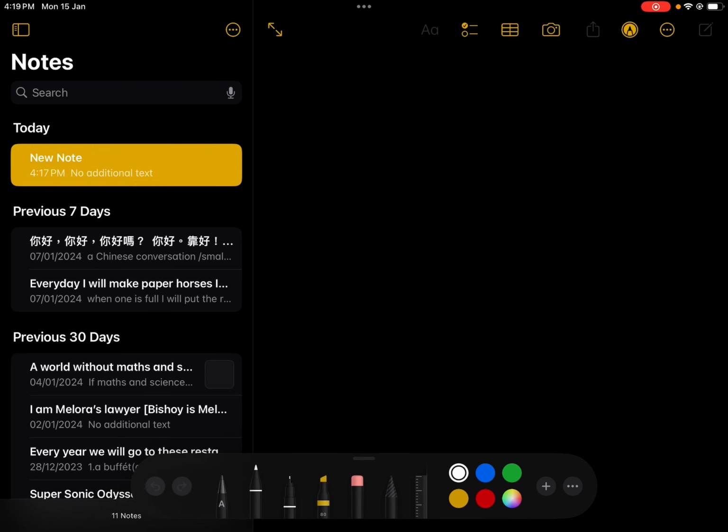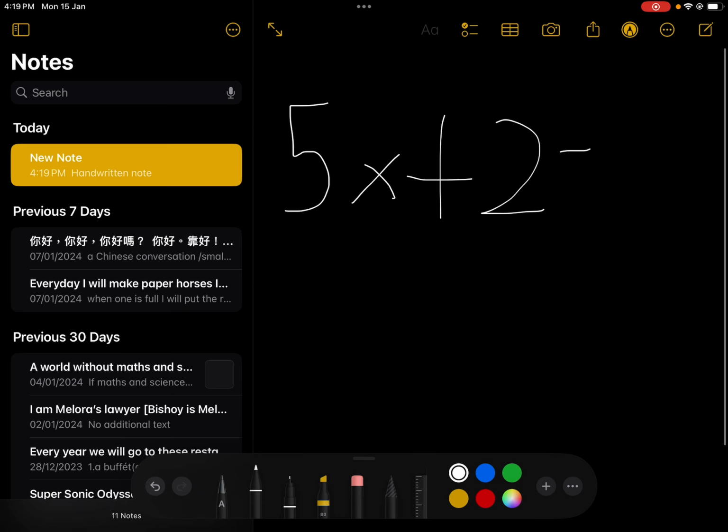Hello guys, so in today's video I'll be explaining how to do algebra, linear, and quadratics, okay? So here's going to be the first example. Let's say 5x plus 2 equals 104 minus 2.